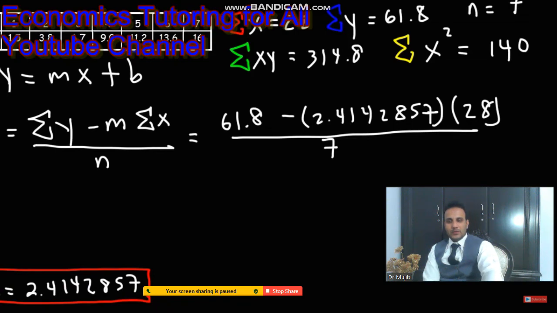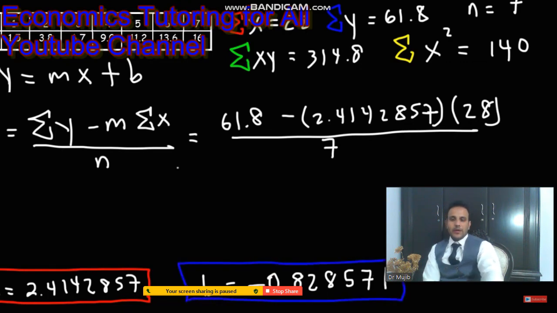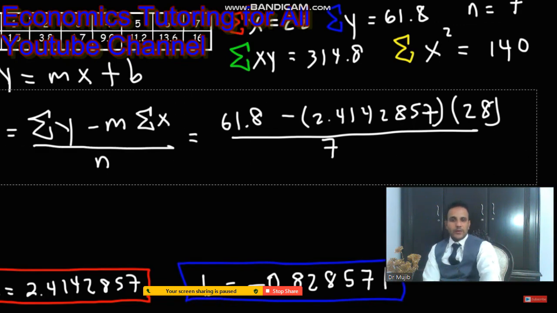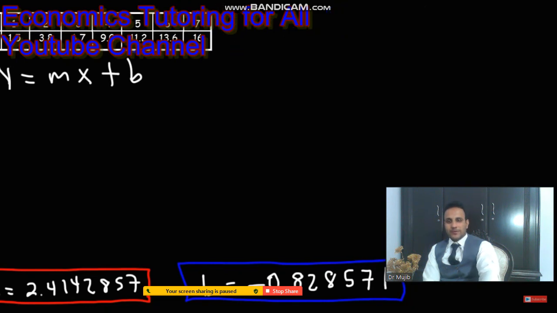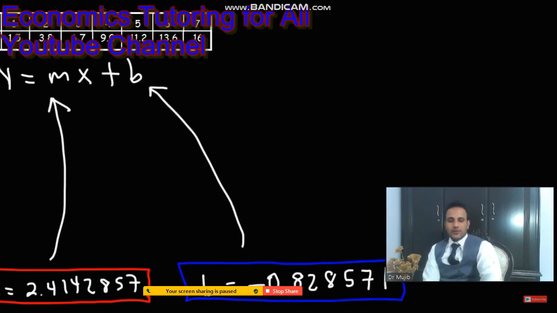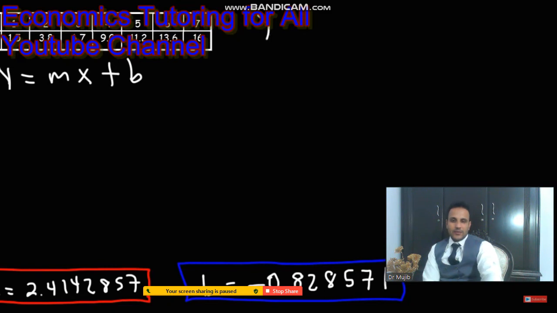is equal to minus 0.828. So this is the value of b, the intercept of the line. This is the constant, because if the value of x is 0, y would be equal to minus 0.82857. This also means that the line will start from this point.